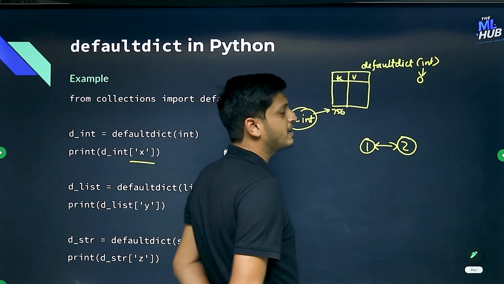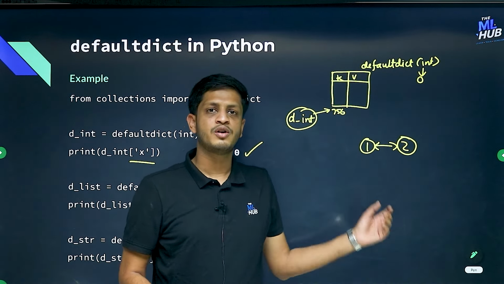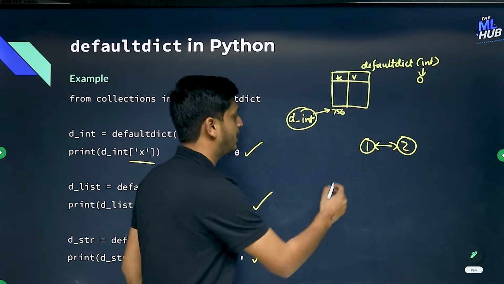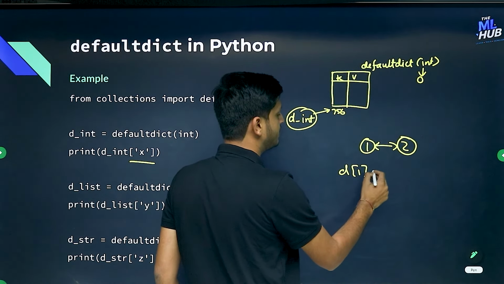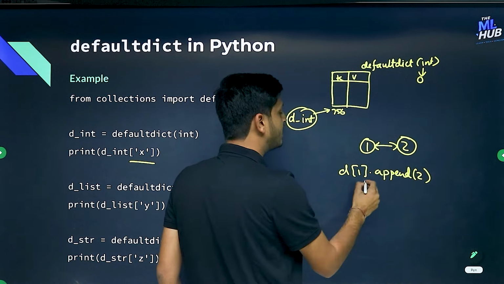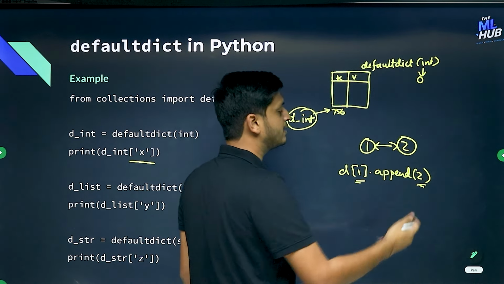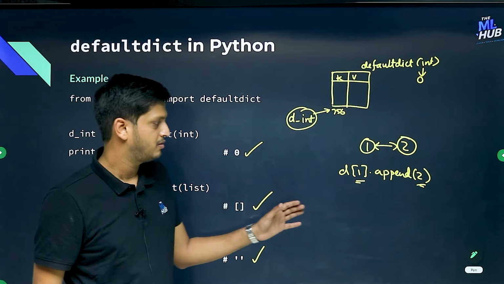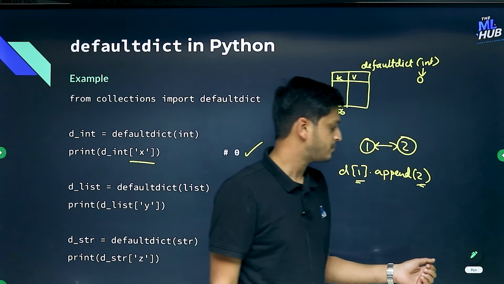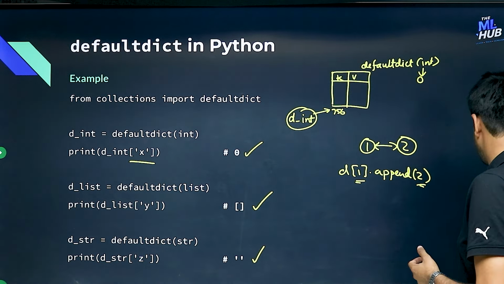So if node 1 is connected to node 2, this new information came in. Then you don't want to check in the dictionary whether node 1 is present or not. You just want to directly say d1.append(2). So even if 1 as a key is not present, an empty list will be created and 2 will be appended to it. You don't want to check every time, and that's where default dict helps you. So this is what default dict is.